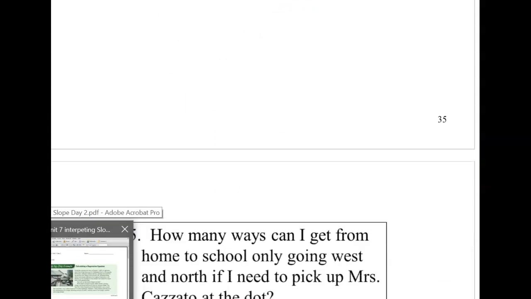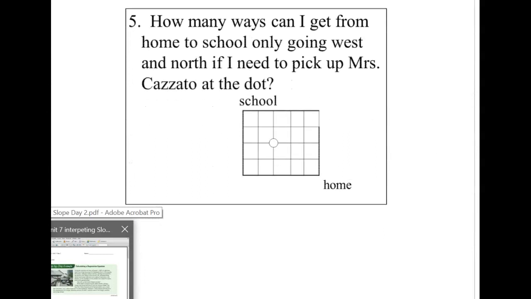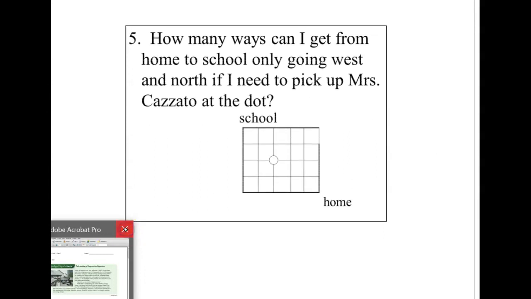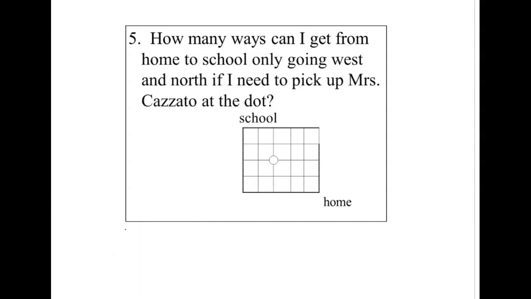So the learning target today was to talk about distinguishable permutations. If you really wanted to, you could do problem number 5 using Pascal's triangle, but I personally wouldn't.